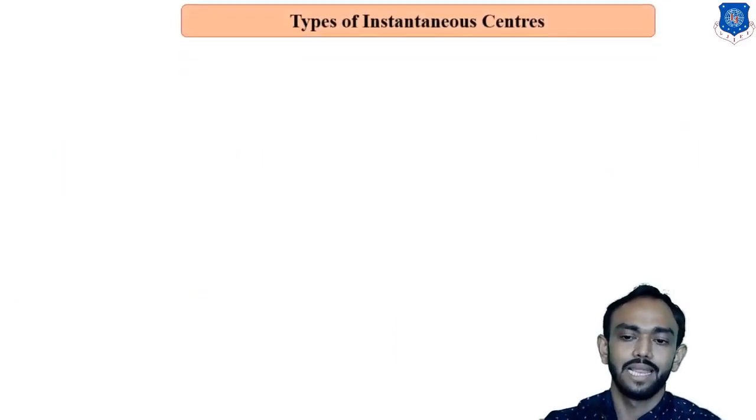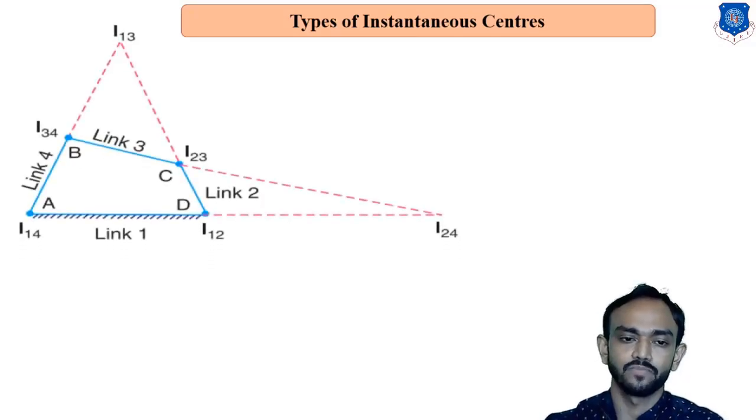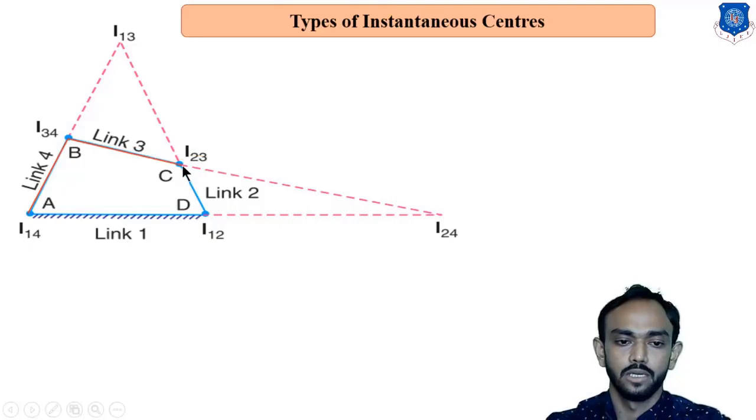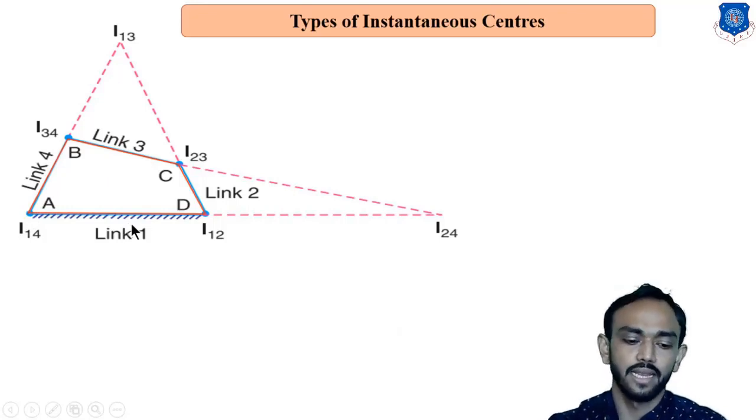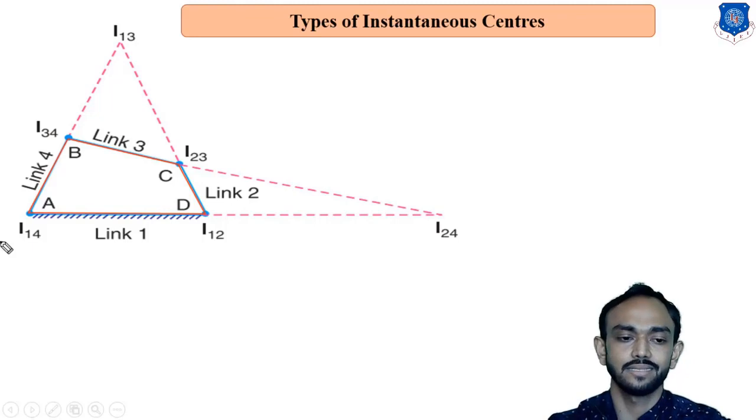So now we are going to start the types of I center. How many types? There are 3 types of I centers. First let's check this example. This is the 4-bar chain mechanism, which we already know has 4 links: this is number 3, number 2, and link number 1, which is fixed. So 4 links are there, and how many I centers? You know that there are 6 I centers here.